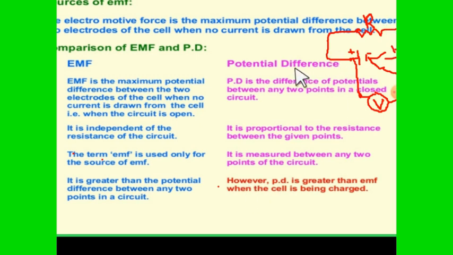However, the potential difference of a cell is greater than the EMF of the cell when the cell is charging. Only when the cell is charging, in that case the potential difference between the two electrodes is greater than the EMF of the cell. Got it? Otherwise, your EMF is always greater than the potential difference of a cell. Clear?